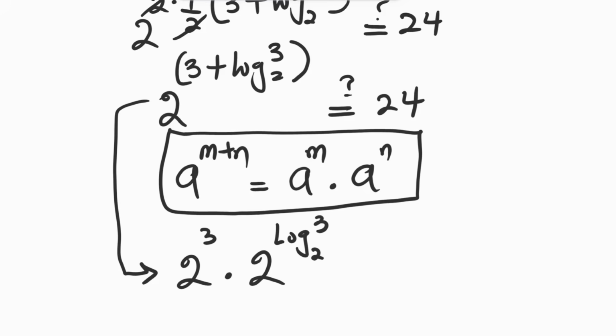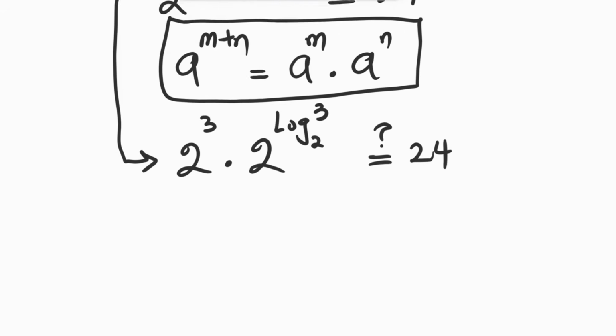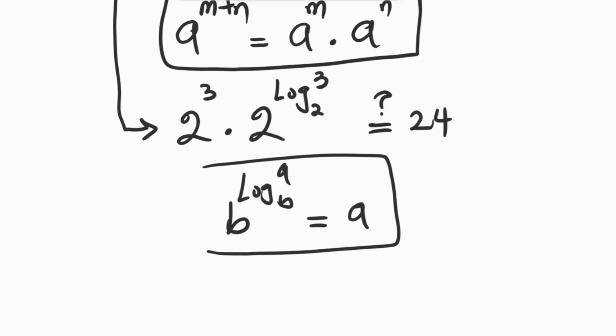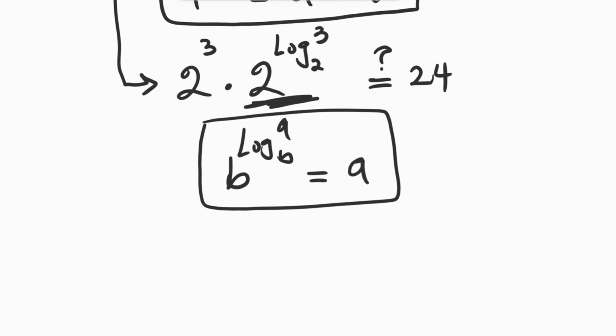Okay? Now, our logarithm rule states that if we have b raised to the power log of a base b, it is the same thing as a, right? So we're going to substitute this in this section. So now we have 2 raised to the power 3 times 3, and we're going to see if that's going to be equal to 24.